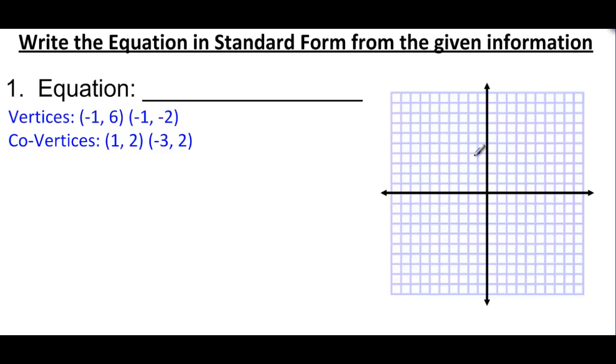On a quiz or a test, you won't have this graph, so I'll show you some ways to do it when you don't have it all drawn out nice and neat for you. But for our first example, I'm going to do this so you can see. I have -1, 6, and -1, -2, 1, 2, and -3, 2. As you can see, my vertices are further apart, my covertices are closer together.